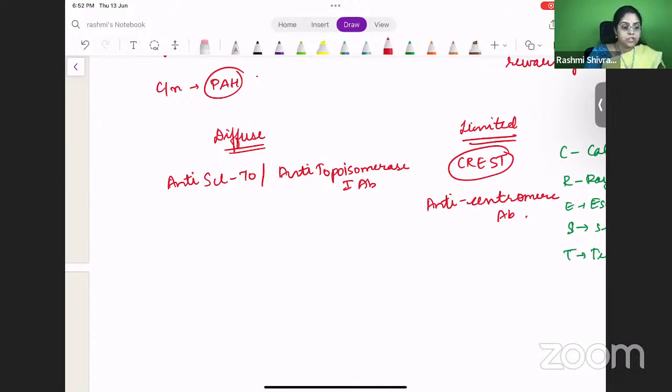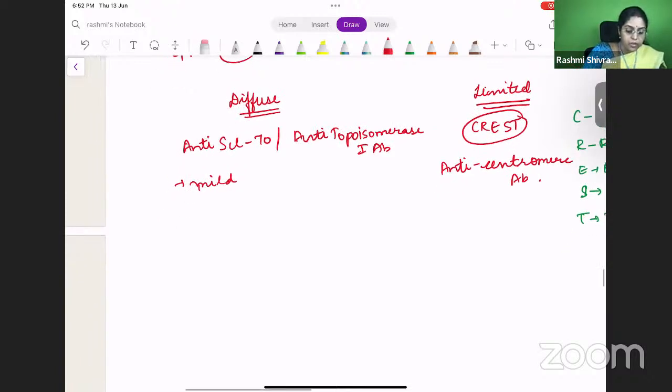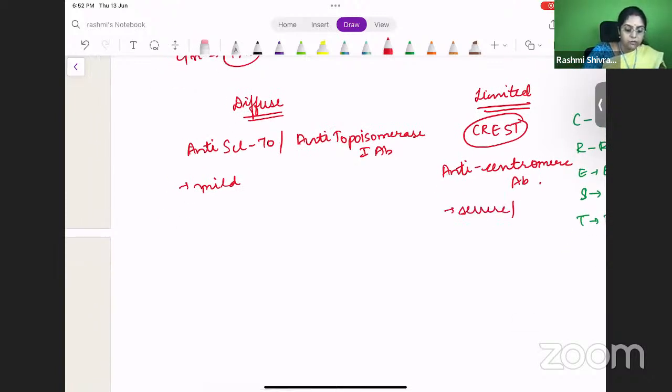Right. So what happens in this diffuse? It is a mild condition. It is not very severe. Whereas this limited will be very severe and very painful. This patient will be having critical limb ischemia very often. Okay. So this is what you need to remember.